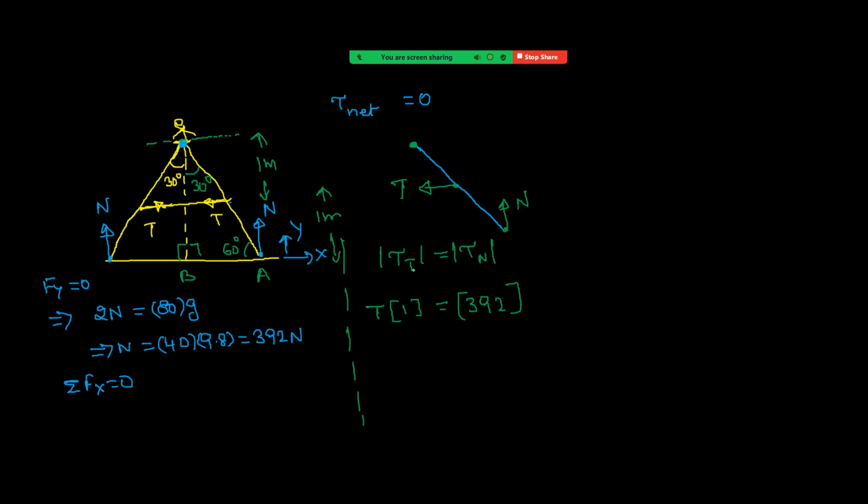So we want now the AB length. Suppose this is C. So BC length is equal to 2 meter. If you take triangle ABC, it is now a right angle triangle.